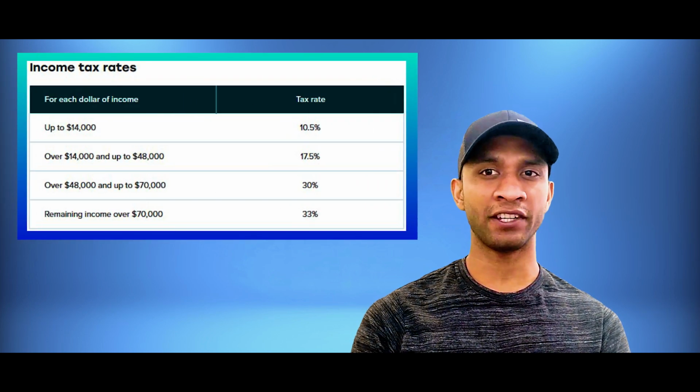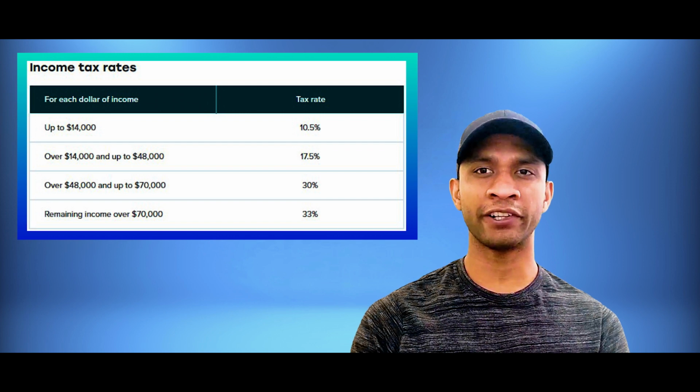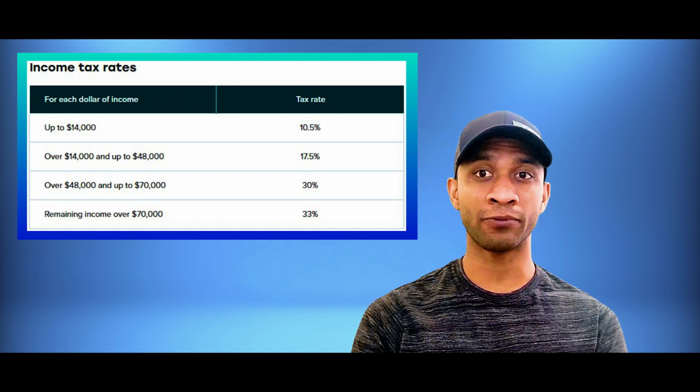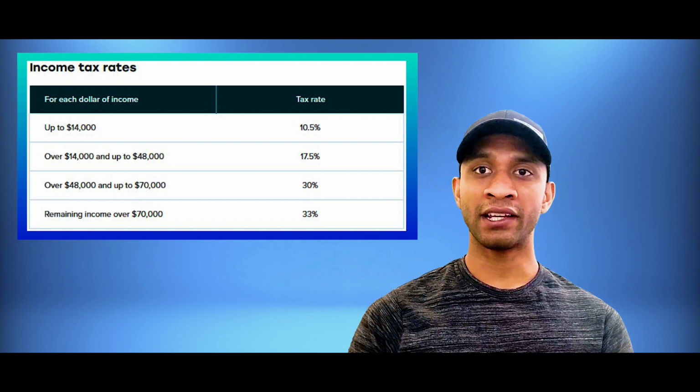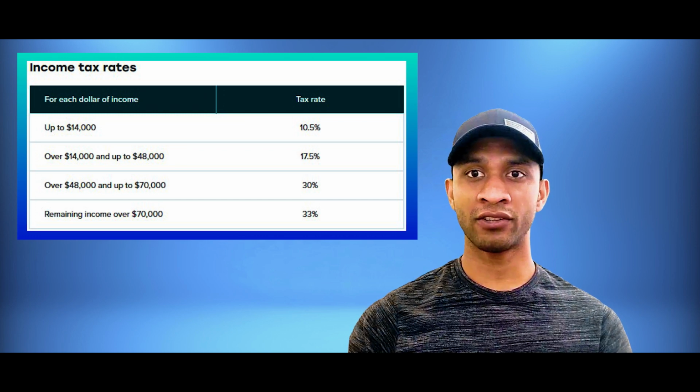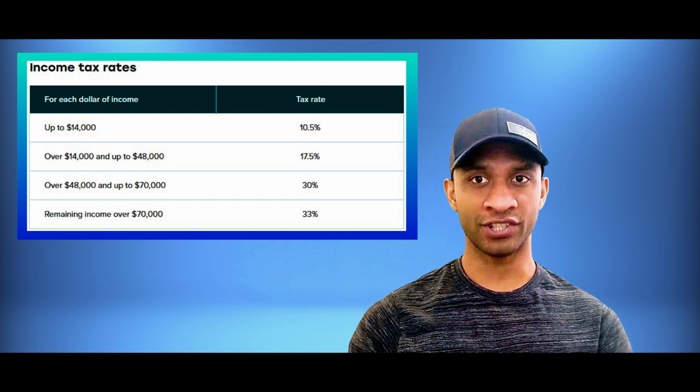This is attached to your dividend that you receive so that you can claim a tax rebate. If your personal tax rate is less than 33%, which at the time of making this video, if your income is less than 70,000, then it's very likely that your tax rate is less than 33%, then you can apply to get some of that tax back during the annual income tax return.